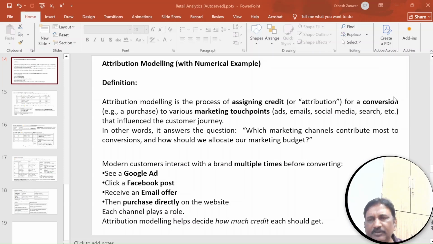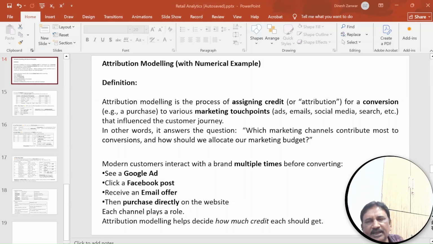So dividing each value by 8000 will give you the percentage credit for each of the platforms. For Facebook, 1450 divided by 8000 gets you 18.1%. For Google Ads, 1200 divided by 8000 gets you 15%. For email, 1850 divided by 8000 gets the credit to email equal to 23.1%. And for direct, 3500 divided by 8000, the credit is 43.8%.